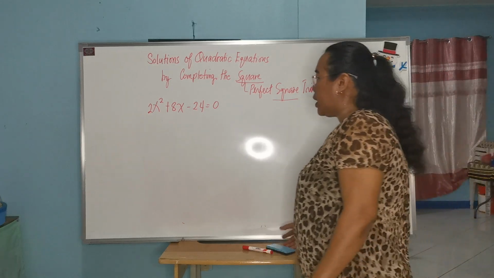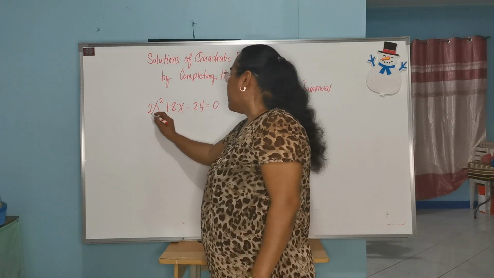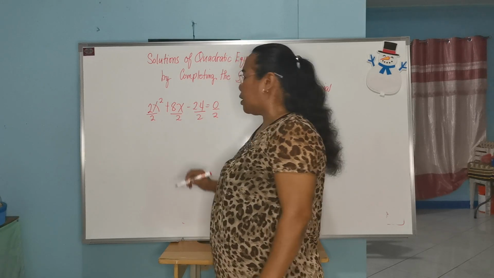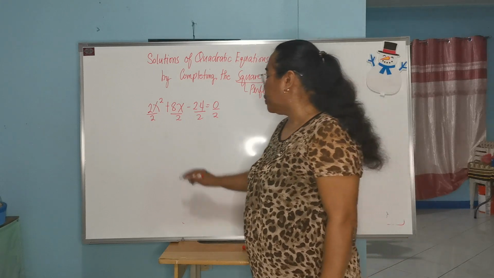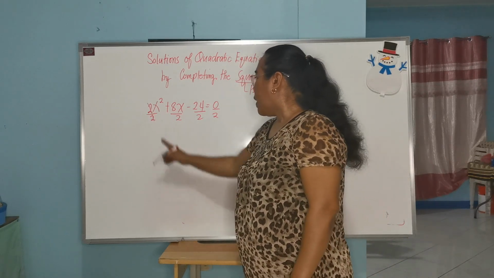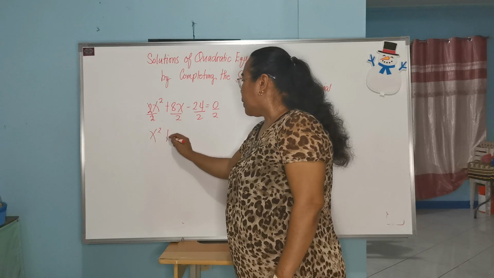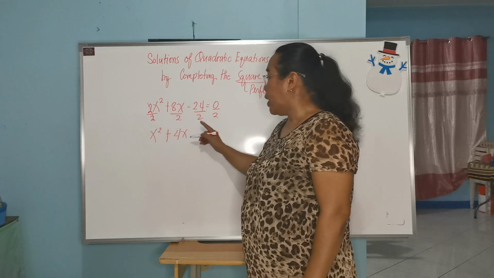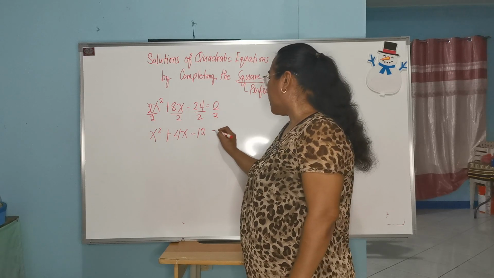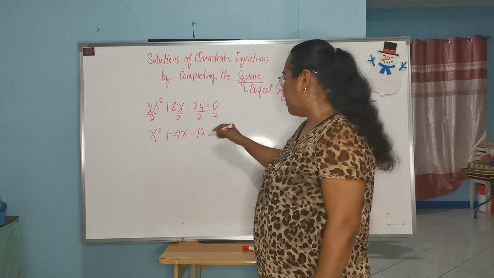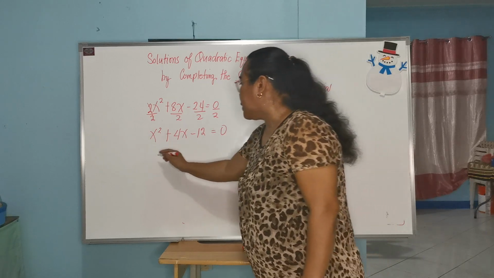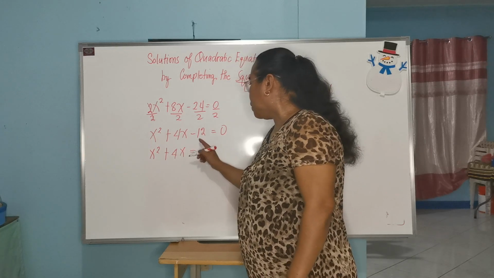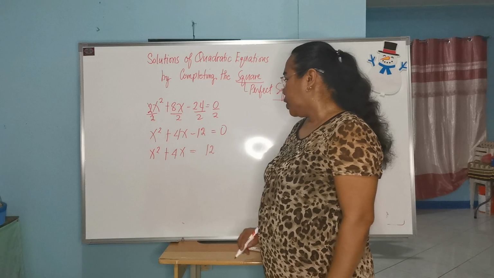So what shall we do with this? We need to divide all the terms by the numerical coefficient of our x squared. This is your 2, so 2 over 2 is 1. So what remains now is x squared plus 8x divided by 2 is 4x. Negative 24 divided by 2 is negative 12, and 0 divided by 2 is 0. Then, proceed to the process. So we have now x squared plus 4x is equal to, negative 12 becomes positive 12.